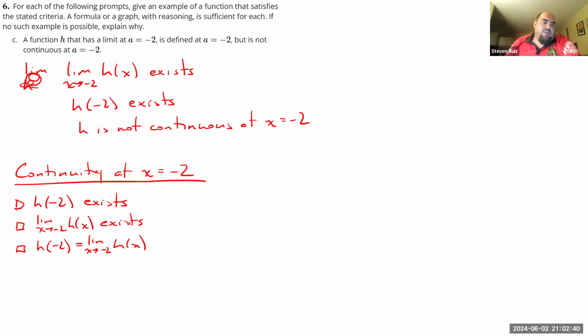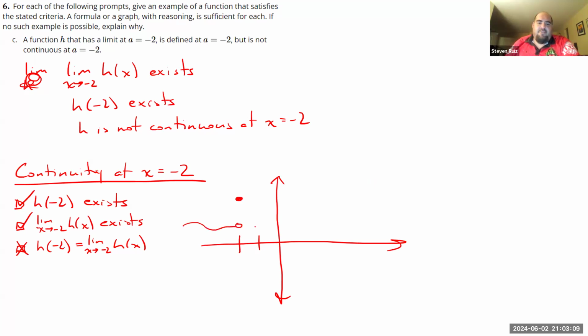So basically, what we want to do is this. We want to meet this condition and this condition, but fail this one. So basically, we can have h of -2 existing. So let's draw a graph here. So h of -2 exists. Let's say it exists right there. We also want the limit to exist. Okay, let's say it exists here.